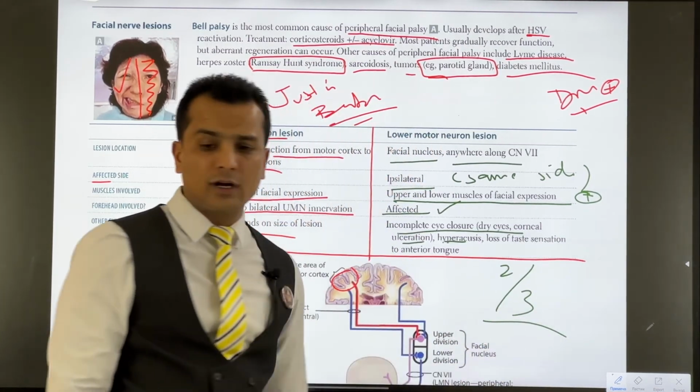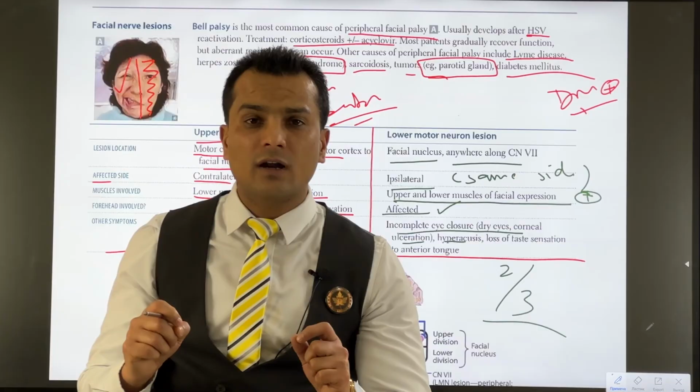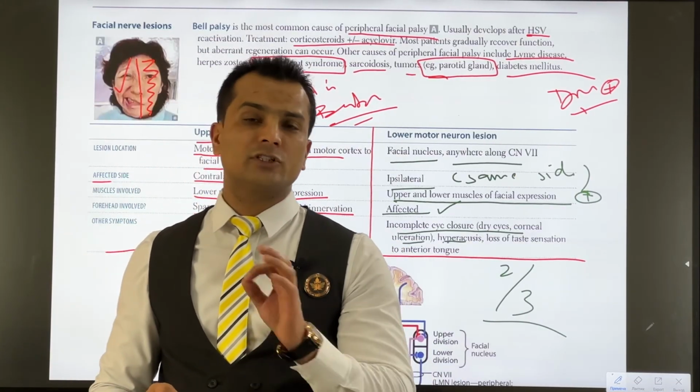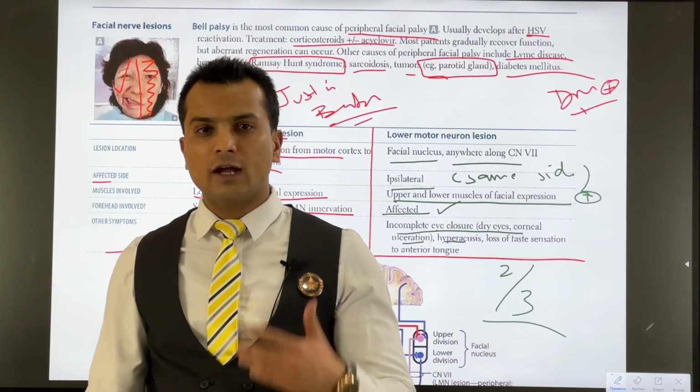Why the anterior 2/3 of the tongue? Because the taste distribution of the anterior 2/3 of the tongue is carried by the chorda tympani, which is a branch of the facial nerve. So guys, you have to watch this lecture.